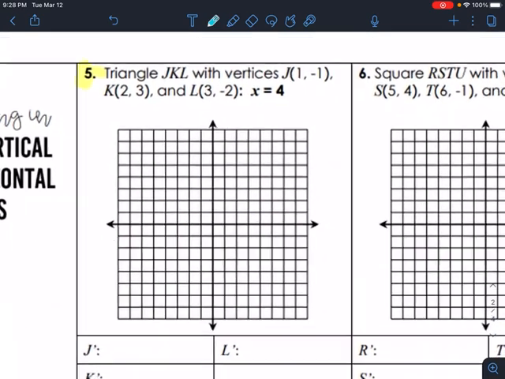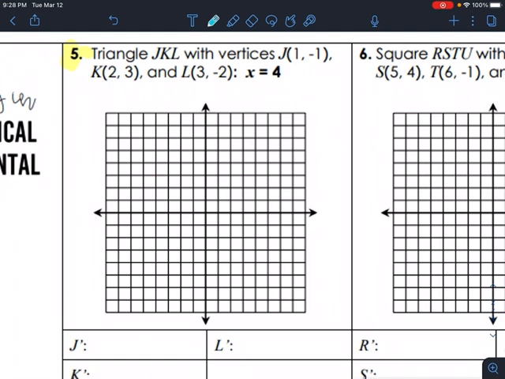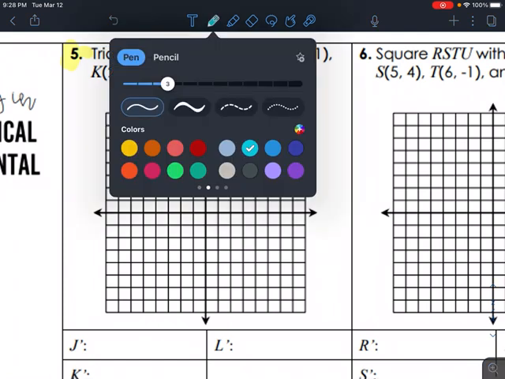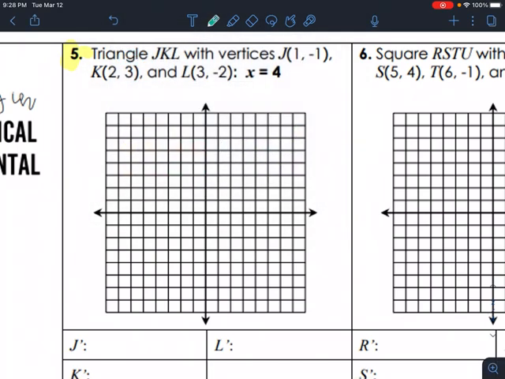Then we're going to move to the back, and I'm going to go through problem 5. We have triangle JKL with those vertices and the line x equals 4. If I plot that line, x equals 4 goes through right here. So this is x equals 4. I'm going to plot my triangle. J is (1, -1), K is (2, 3), and L is (3, -2). So here is my triangle.